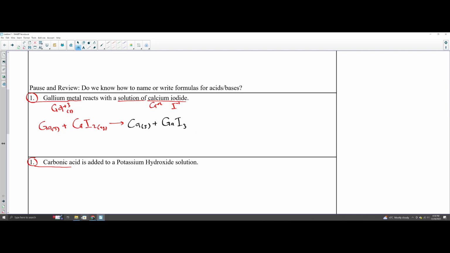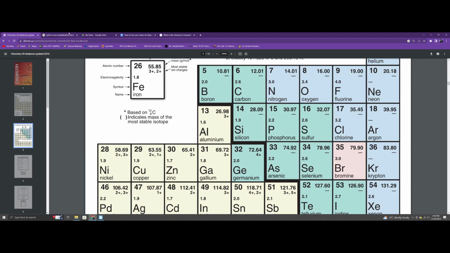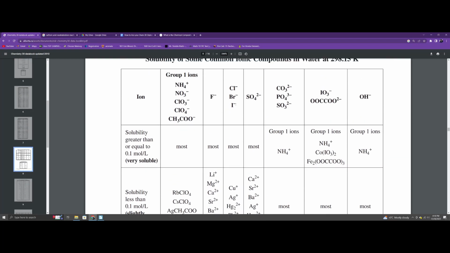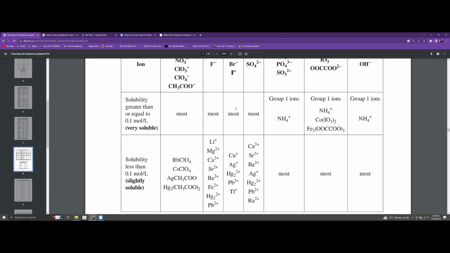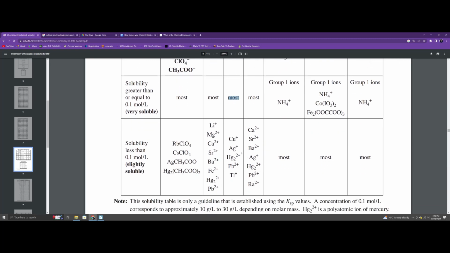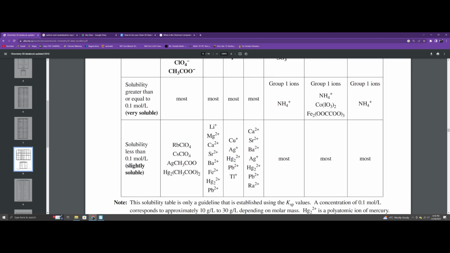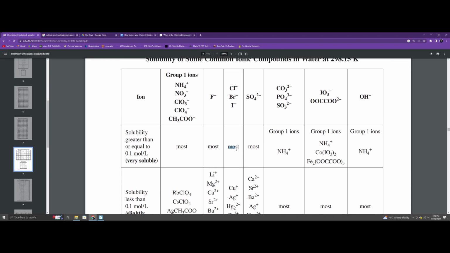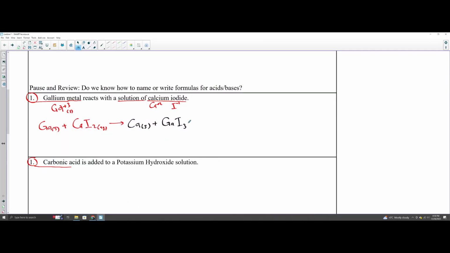Let's check and see if it is soluble or not. So we know it's ionic, or aqueous or solid. So let's see, iodide is here. Most things are very soluble except for copper, silver, lead, mercury, and thallium, looks like. So that'd be in the very soluble section, which means this is not a precipitate. This is aqueous. Now we have to balance it.